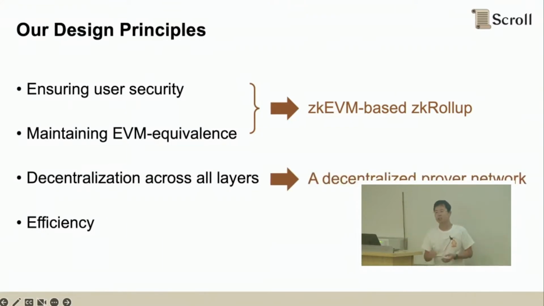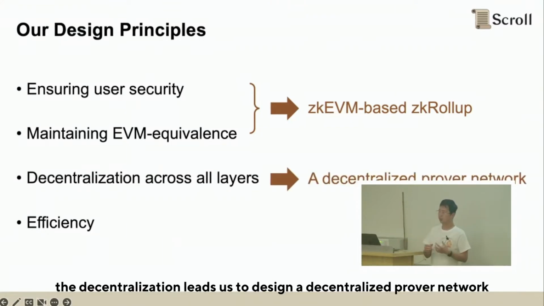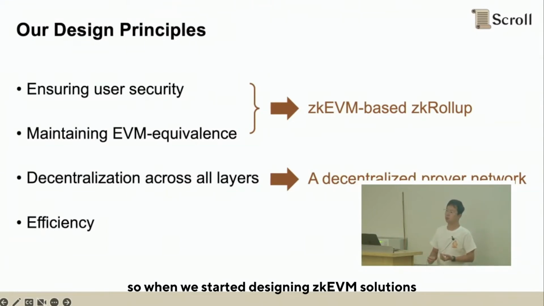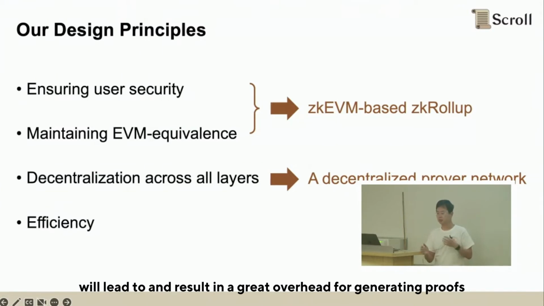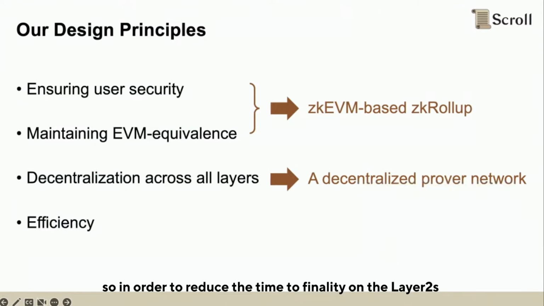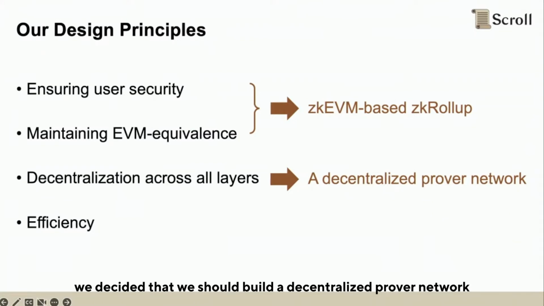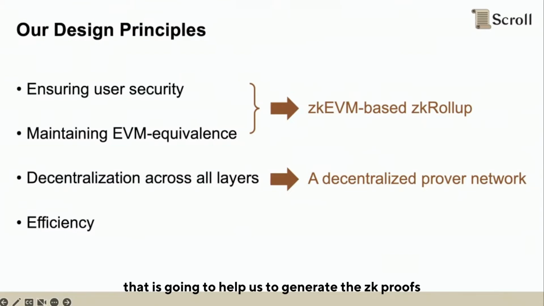And then second, the decentralization leads us to design a decentralized prover network. When we started designing the zkEVM solutions, we quickly realized that putting the Ethereum Virtual Machine into the zk proof would result in a great overhead for generating the proofs. So in order to reduce the time to finality on the layer 2s, we decided we should build a decentralized prover network that's going to help us generate the zk proofs.